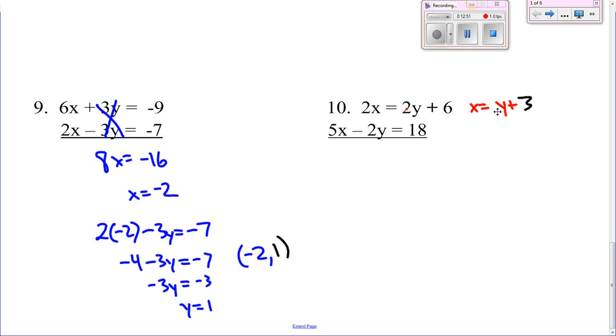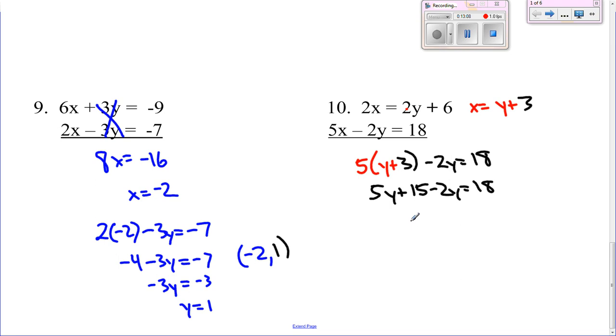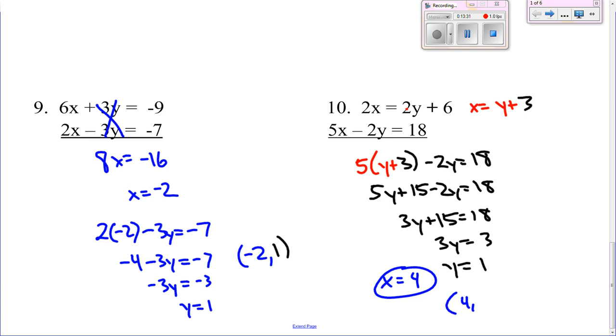Now we can substitute y plus 3 in for x. So 5 times y plus 3 minus 2y equals 18. Gives you 5y plus 15 minus 2y equals 18. Gives you 3y plus 15 equals 18. 3y equals 3. And y equals 1. Now you take that y equals 1, substitute it in up here, you get x equals 4. So your answer would be 4, 1.